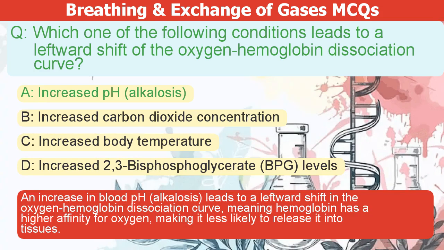An increase in blood pH, alkalosis, leads to a leftward shift in the oxygen-hemoglobin dissociation curve, meaning hemoglobin has a higher affinity for oxygen, making it less likely to release it into tissues.